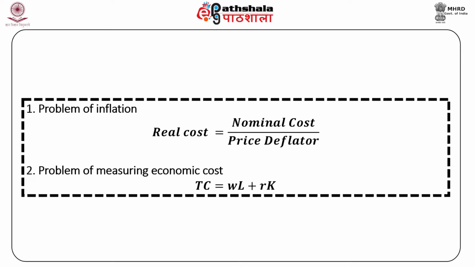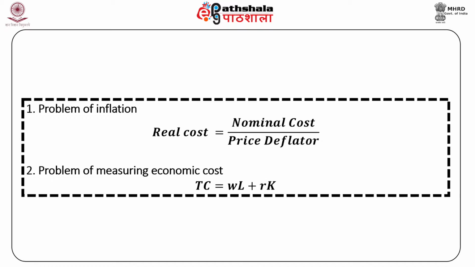Second, the problem of measuring the economic cost. This problem arises due to the difference between accounting cost and economic cost. Accounting cost only includes the explicit cost for which the firm actually makes payments, whereas economic cost includes the opportunity cost, and hence considers both explicit cost as well as implicit cost. Suppose a firm uses its own family labor and does not pay any wage to them. In this case, the imputed wage, that is the market wage that family members would have earned had they taken up alternate employment, will not be reflected in the actual reported cost.